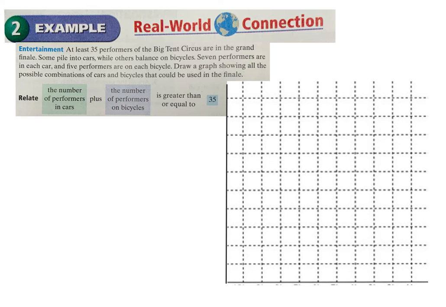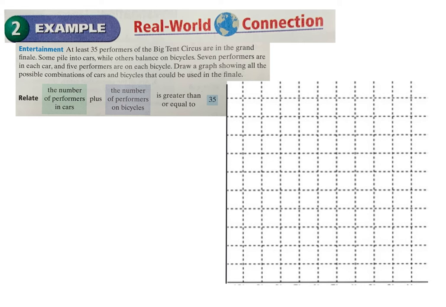Example 2. At least 35 performers of the Big Tent Circus are in the grand finale. Some pile into cars while others balance on bicycles. 7 performers are in each car. 5 performers on each bicycle. Draw a graph showing all the possible combinations of cars and bicycles that we could use in the finale.